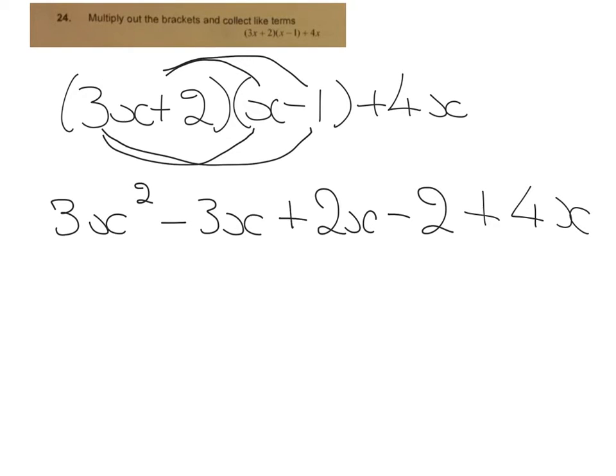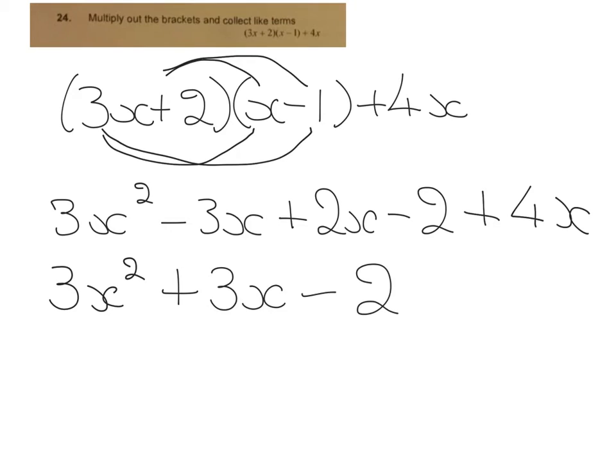Now we're going to tidy up all our like terms. So we have 3x squared. We have no other x squareds there, so that's going to stay. We have minus 3x plus 2x plus 4x. So first of all, minus 3x plus 2x is minus x. Then we have to add on another 4x, so we have plus 3x. And the only thing we've got left to do is the 2 here. We've got no other numbers there, so it's just going to stay as minus 2.